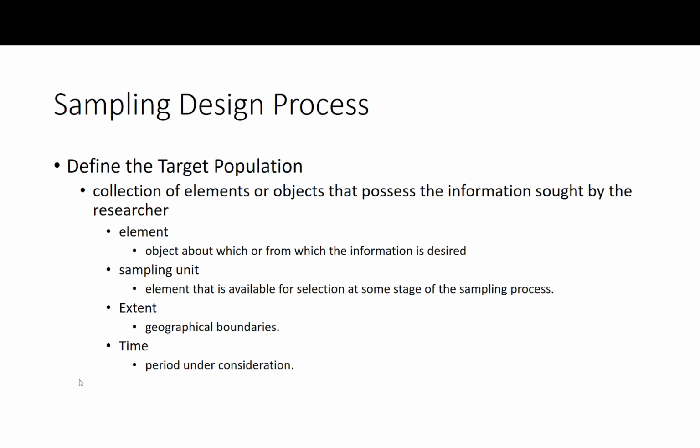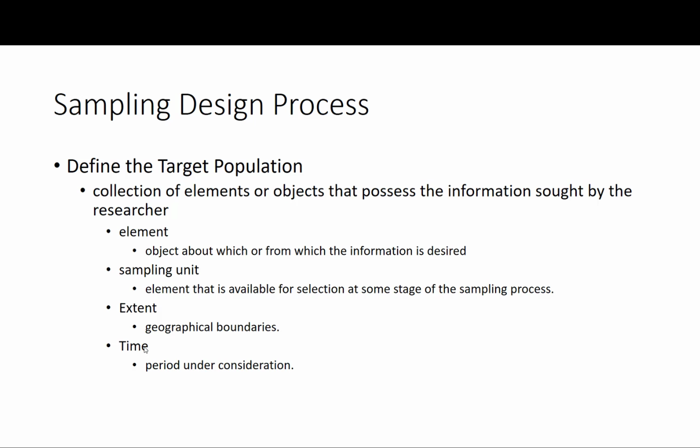So the next issue that needs to be addressed in defining the target population is the extent. This is drawing geographical boundaries around the population of interest. So the geographical boundaries might be whole countries, they might be just small suburbs within cities. It's a matter of who you are particularly interested in and where are they located.